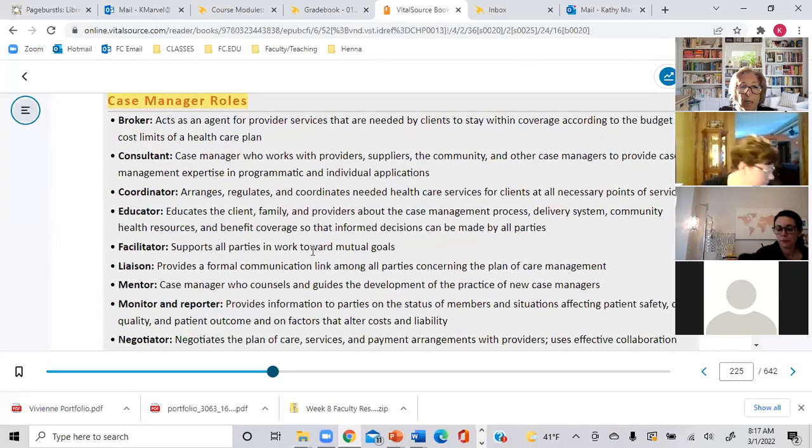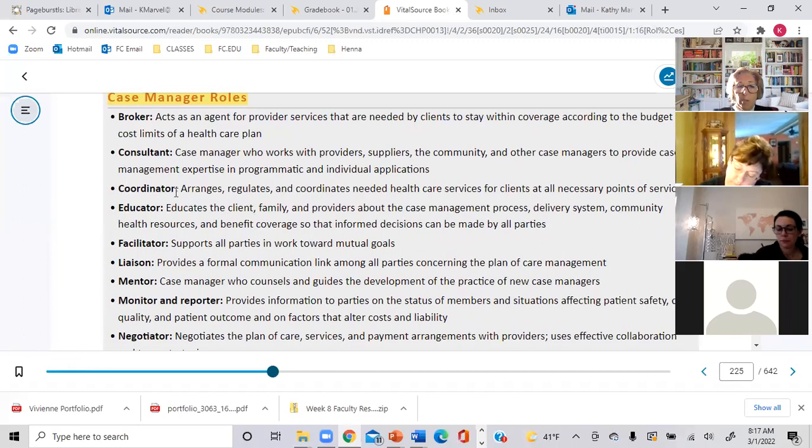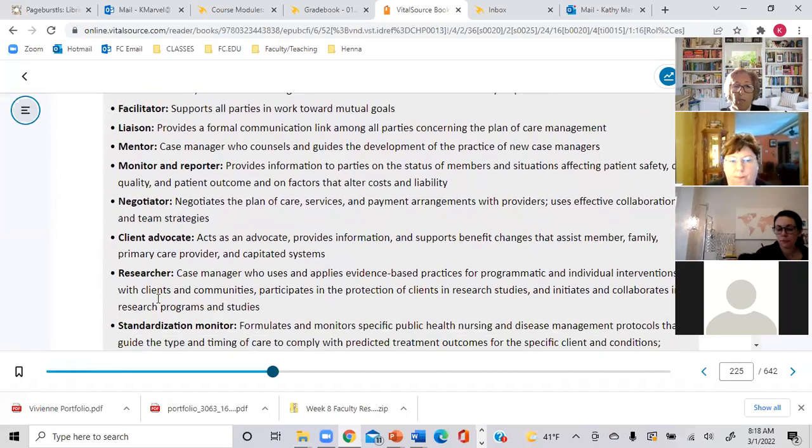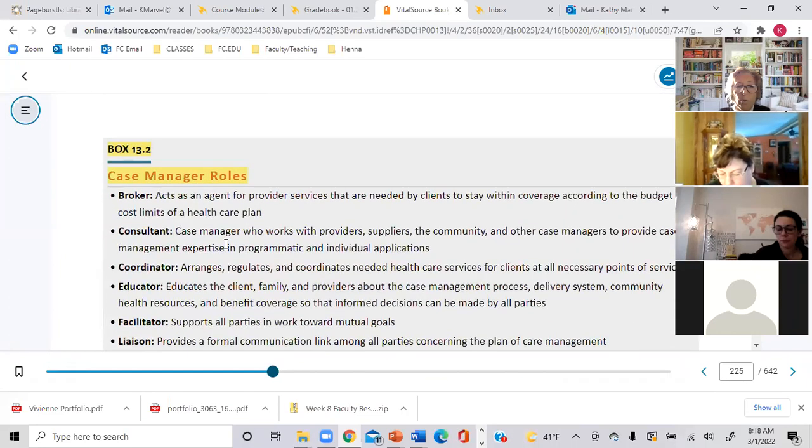Let's take Jocelyn's example. She was definitely a consultant. She had to work with outside people. She was a coordinator. She was an educator. She was a liaison, right? She had to be a negotiator because she was trying to negotiate services. She was certainly a client advocate. So look at all the roles Jocelyn played in just that example she gave us.